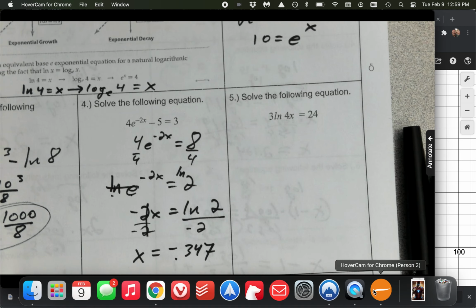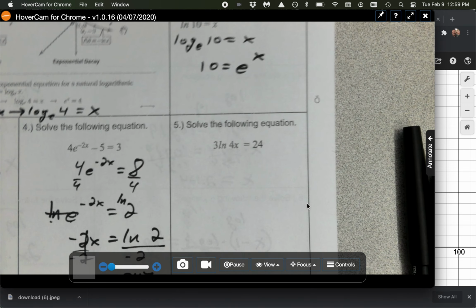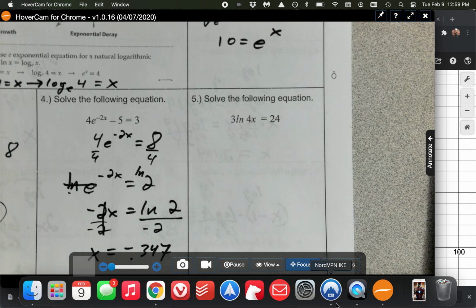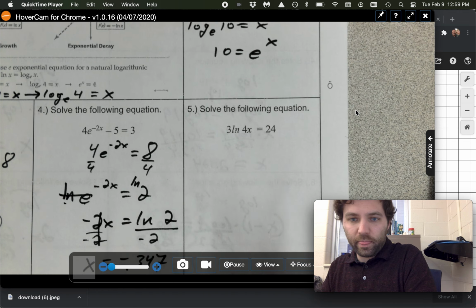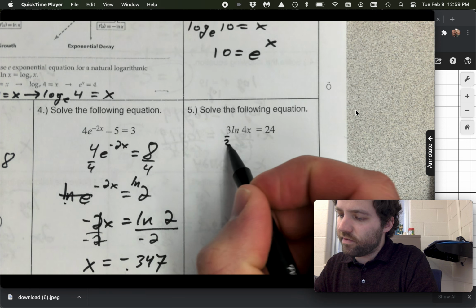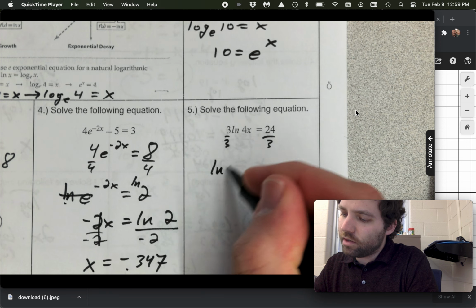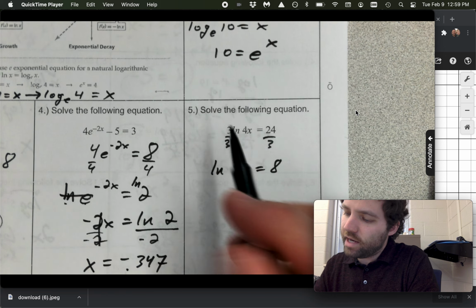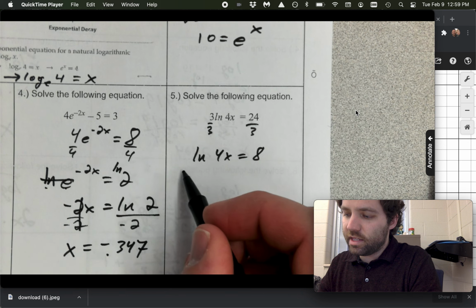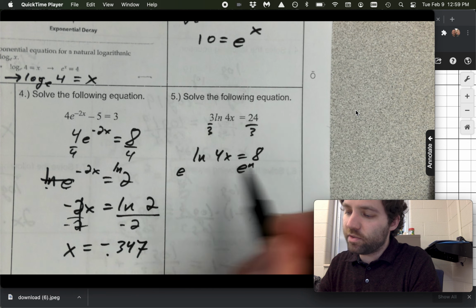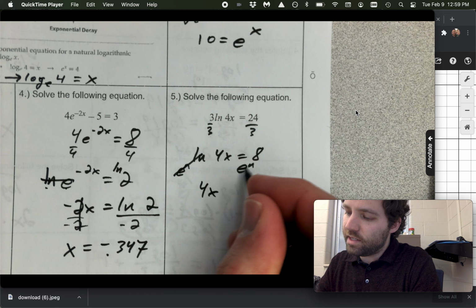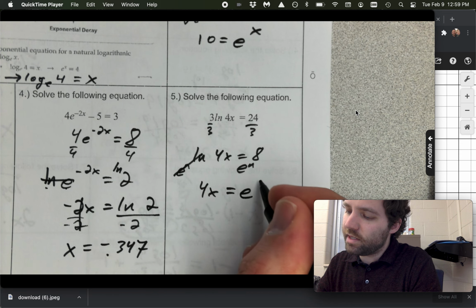Let's bring back this. All right, solve the following equation. Let's solve a logarithmic equation now. So this one we will first divide by 3. Well, we've actually got 2 options. I think the easiest thing is to divide by 3 first. So I get natural log of 4x equals 8. And then to undo a natural log, which is log base e, I'm going to exponentiate both sides of the base e. So e to the left, those are inverses, and e to the right, which would be e to the 8.